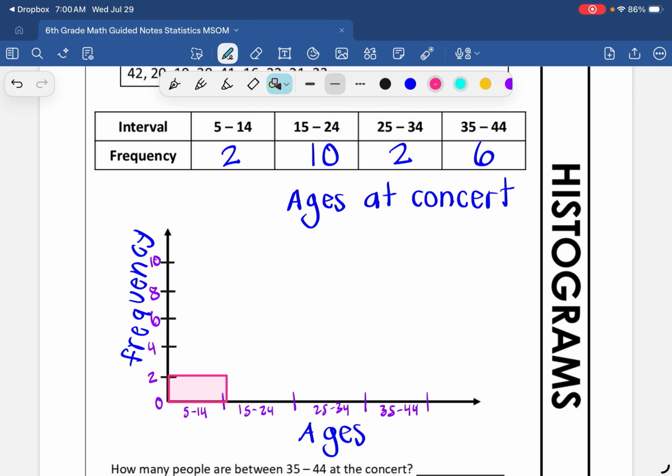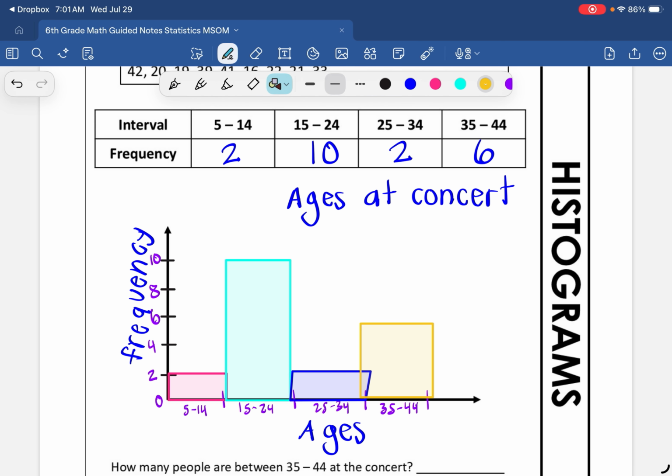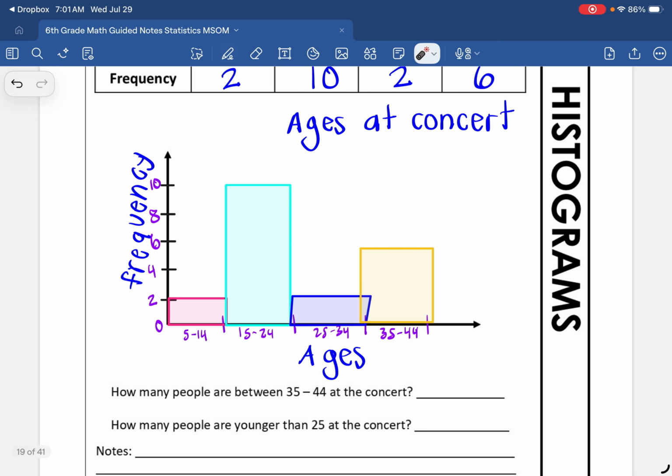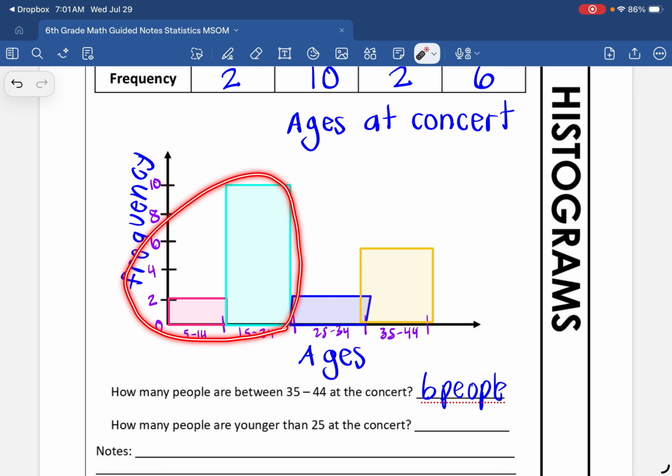Continue making your histogram. Your histogram should look something like this. How many people are between 35 to 44 at the concert? There are 6 people. And how many people are younger than 25 at the concert? That's going to be this group right here, and that's 12 people.